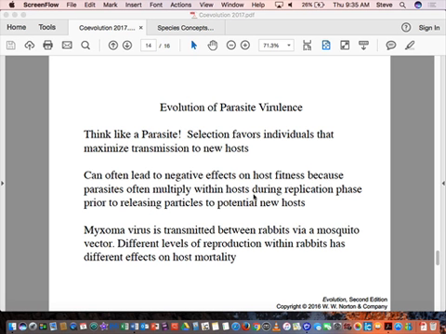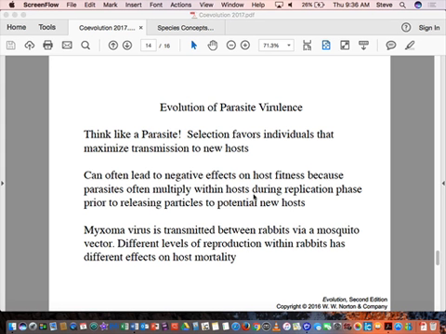Now, if you're in a host, what do most parasites do inside hosts? What are some of your bacteria or viruses doing inside you? They're replicating, right? They're reproducing. So parasites can often have negative effects on hosts because they multiply within hosts, using host resources to replicate and reproduce prior to releasing particles to potential new hosts. What we're going to look at is a cool example that illustrates how virulence can evolve and how it doesn't often go to really low levels of virulence. Often intermediate levels of virulence can be favored by natural selection.